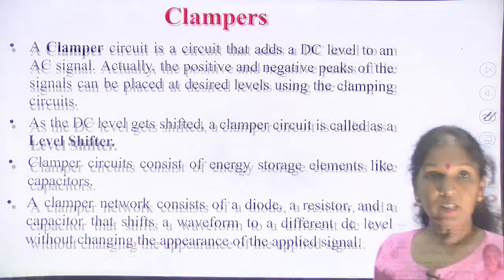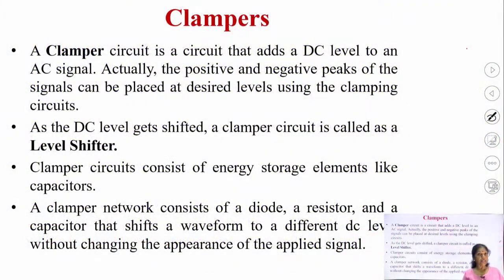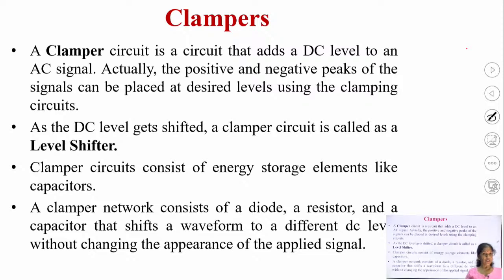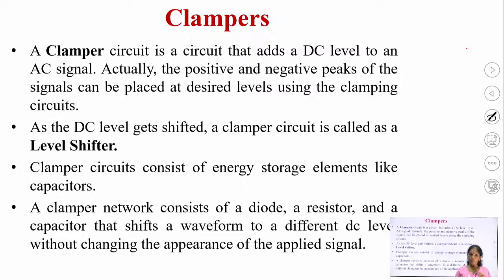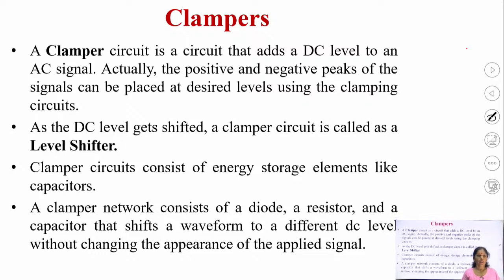A clamper is a circuit which will add a DC level to the existing AC input signal. The positive peak or the negative peak of the signal can be placed at the desired level with the help of the clamper circuit. So it shifts the DC level to another level. Because in a clamper circuit the DC level gets shifted, another name for the clamper circuit is level shifter.